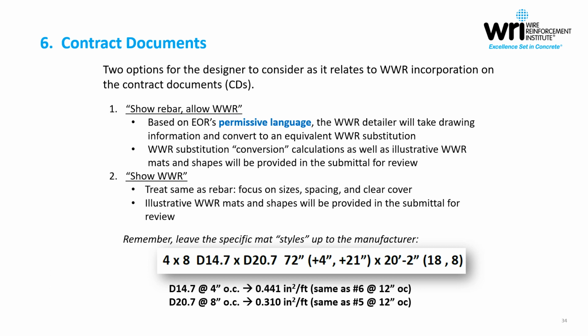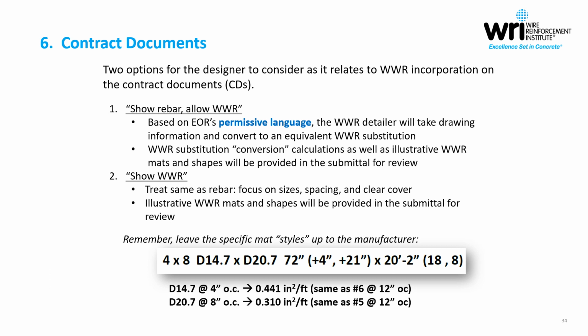An accompaniment to this substitution would be conversion calculations, showing the engineer of record what the actual mathematical equivalence is, just for full transparency, as well as the illustrative welded wire reinforcement mats and shapes shown in the actual submittal and placing drawings.